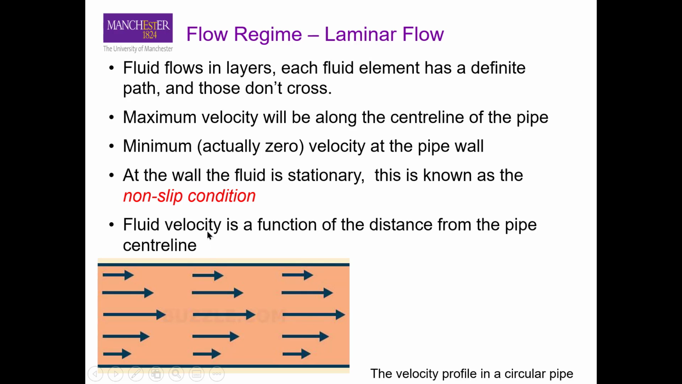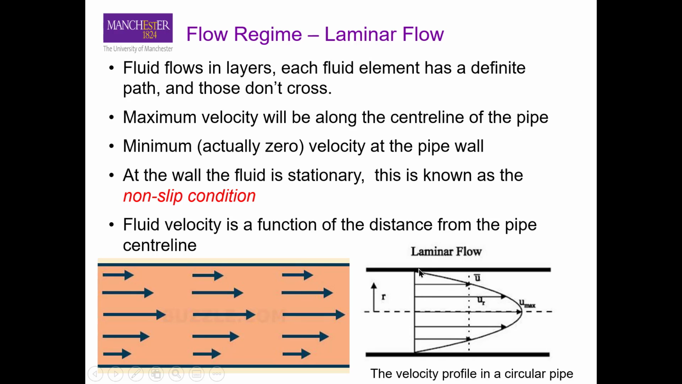And the fluid velocity is a function of distance from the pipe center line. As I said, away from the wall, at the center you have the maximum velocity, but as you go towards the wall, the velocity becomes zero. Using some mathematics, we can actually develop this velocity profile, that is a velocity profile in a circular pipe. That is what we call the parabolic velocity profile.